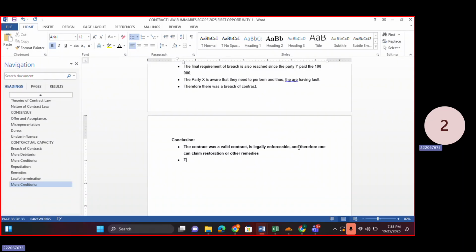So the remedy I would advise Party Y to claim is specific performance, since Party Y wants the specific performance.